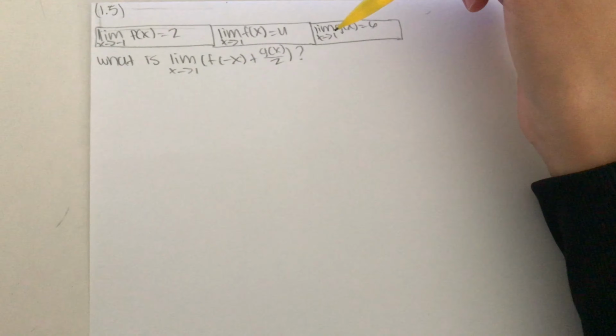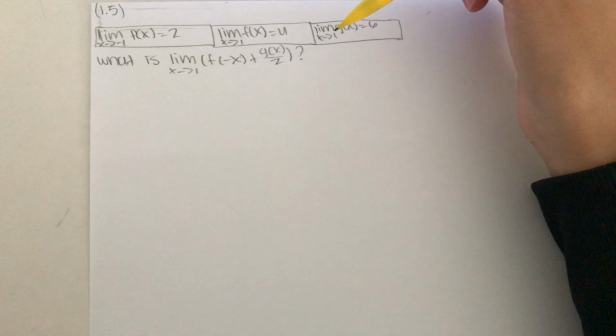In order to do that, we have to look at what the examples give us here. These are the examples, and we have to try finding the answer in order to make sense of what this equation means. So let's see over here. We have limit f of x equals 2, okay? Limit f of x equals 4, okay? And limit g of x equals 6.